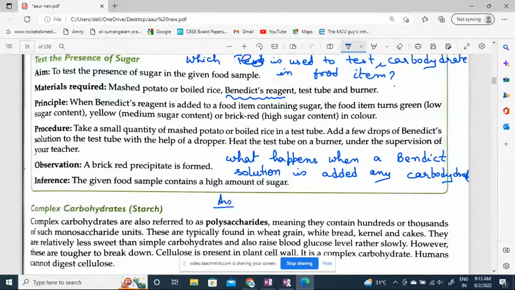Answer. It turns either yellow or brick red in color.